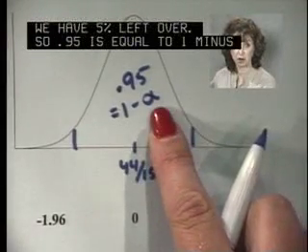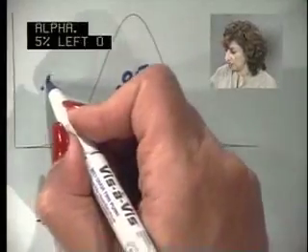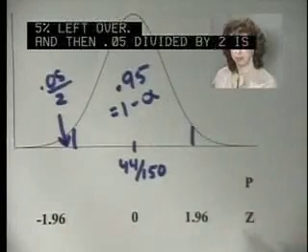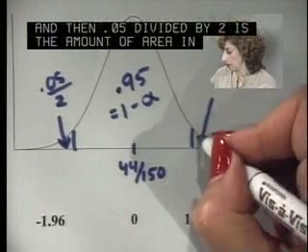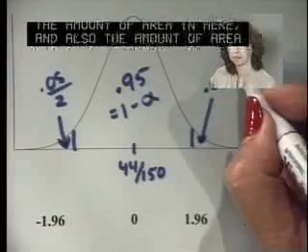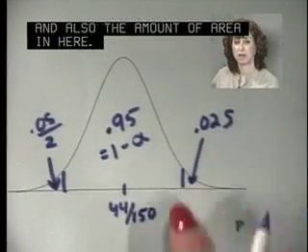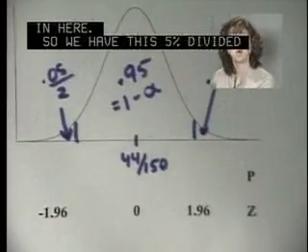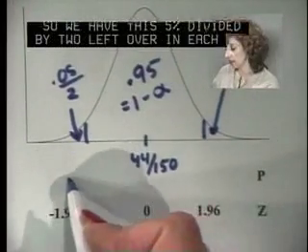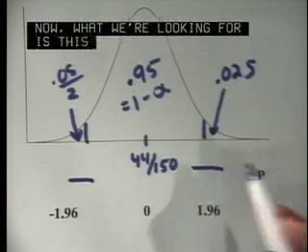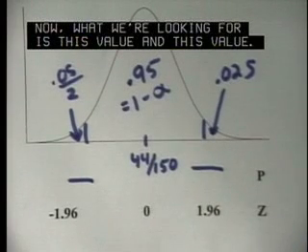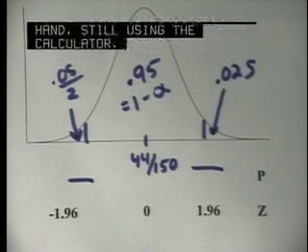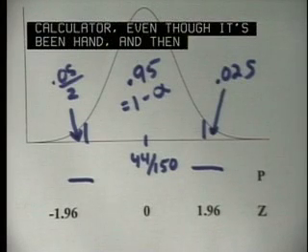Then 0.05 divided by 2 is the amount of area in here, and also the amount of area in here. So we have 5% divided by 2 left over in each tail. What we're looking for is this value and this value. We're going to do it once by hand, still using the calculator even though it's by hand, and then we'll do it on the calculator from then on in.